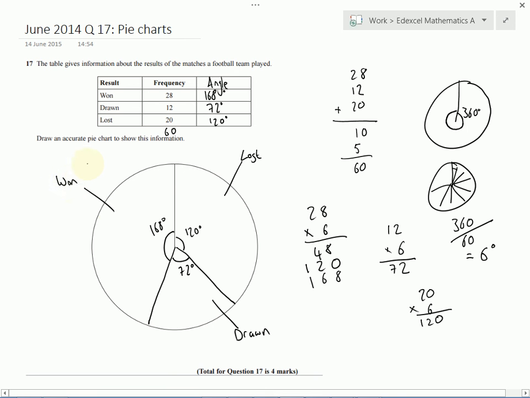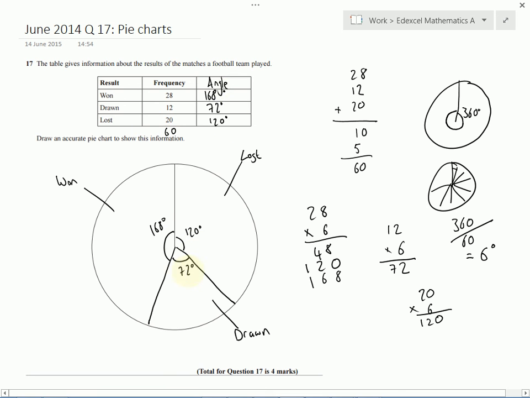So to recap, if you've got a table like this and you need to draw a pie chart, first of all add up all of your numbers to get your total, then divide 360 by your total, and that's the number of degrees for each individual number. So you take each category and you times it by the number of degrees. So in our case it was 28 times 6, 12 times 6 and 20 times 6, and that's the number of degrees that you have to measure to mark on each slice of your pie.